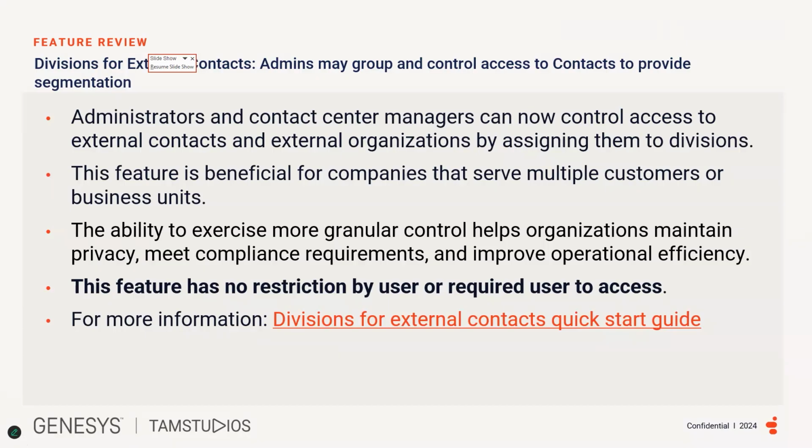This update helps organizations with strict data segmentation requirements to manage contact visibility more effectively. The ability to exercise more granular control helps organizations maintain privacy, meet their compliance requirements, and improve operational efficiency. Previously, all users with the necessary permission could access and interact with external contacts regardless of their division. With this new feature, a business that must isolate contact data can ensure that users only see and interact with the contacts relevant to their division.